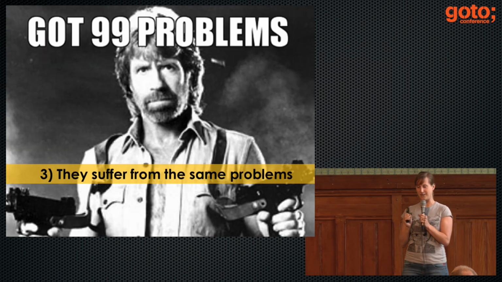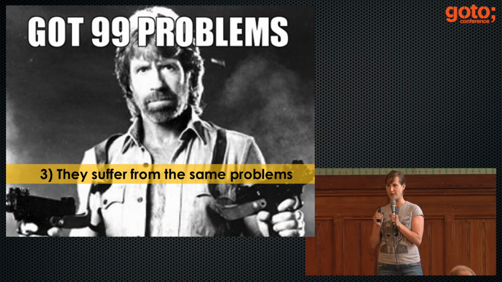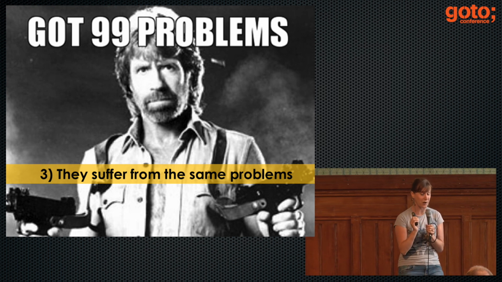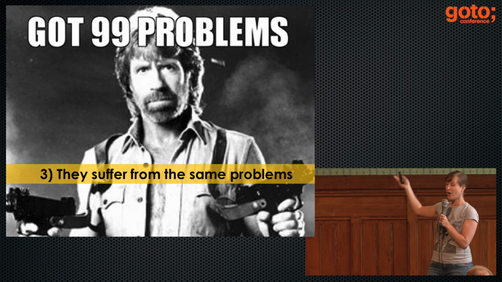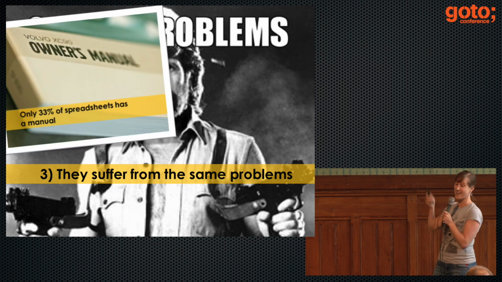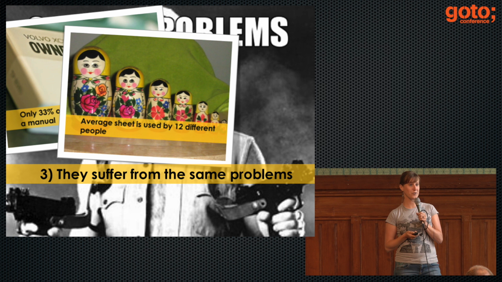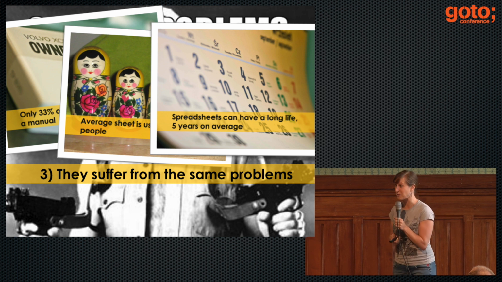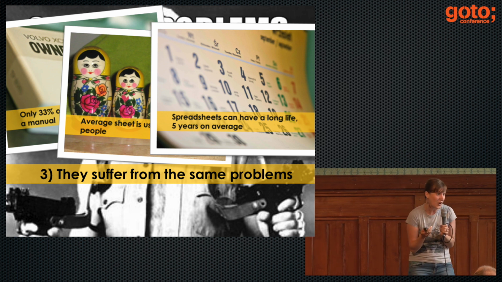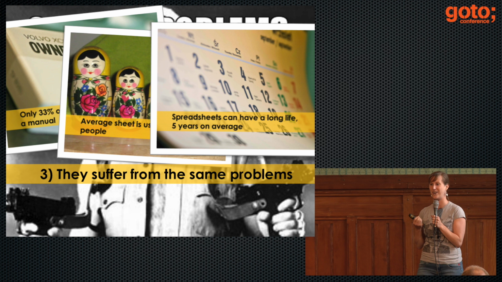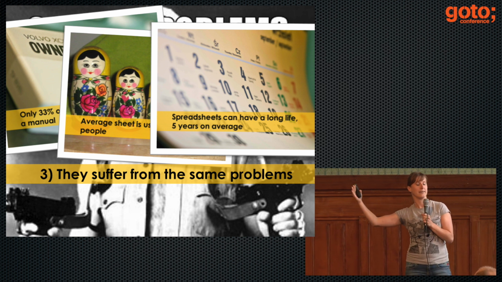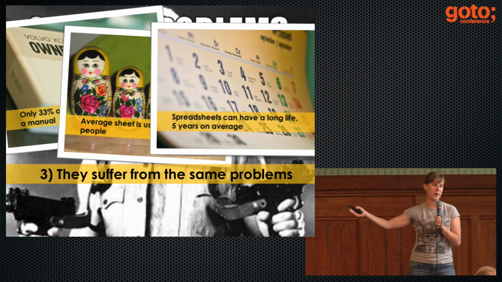So the third reason that spreadsheets should absolutely be treated as pieces of source code is they suffer from typical software engineering problems. Only 1 in 3 spreadsheets has a manual. An average spreadsheet is used by 12 different people over a lifespan of 5 years. Does that sound familiar? That is exactly the type of problems that software is suffering from, and especially was suffering from, let's say, 30 or 20 years ago.